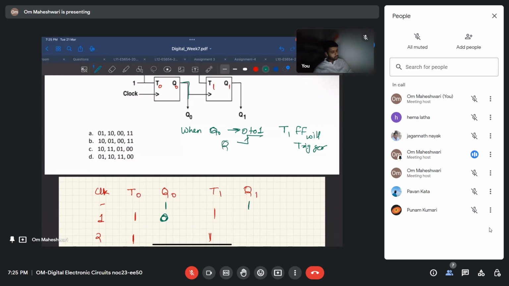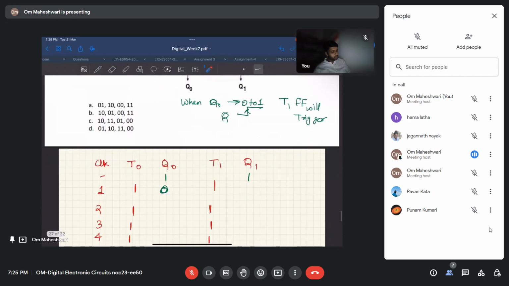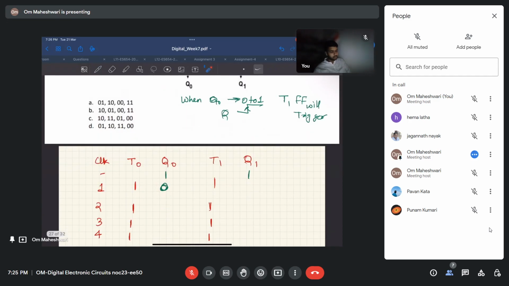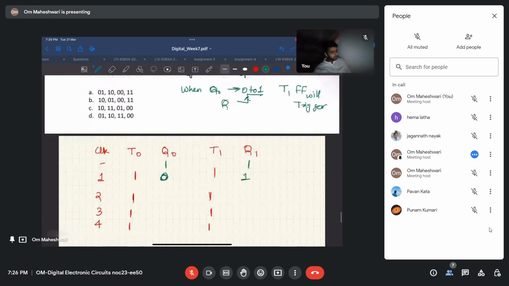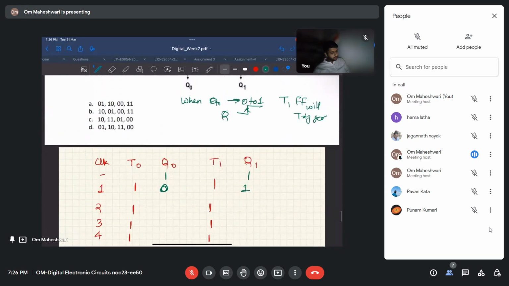Whenever Q0 goes from 0 to 1, then only T1, this flip flop, will trigger. But here it is 1 to 0, not 0 to 1 yet, so it will remain as it is. In the next cycle, this will again flip. Now it is a 0 to 1 transition, right? So it will see it as a clock. And now at this clock edge, its input is also 1, so this will flip to 0.